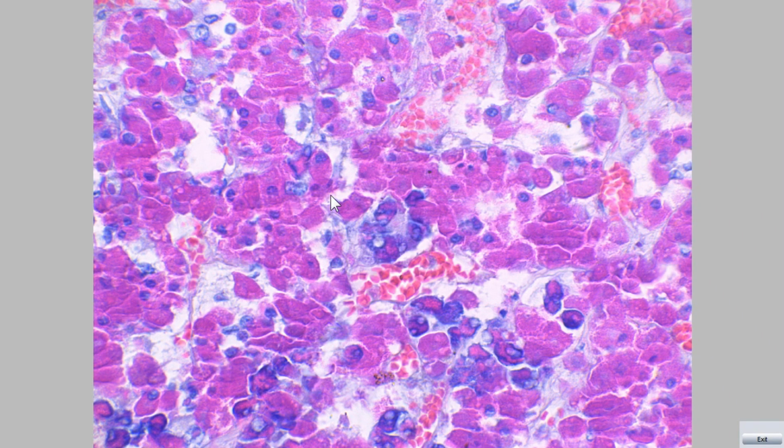Chromophils: at the tip of the pointer, we can see the acidophil, and this is basophil. Acidophils stain red, while basophils stain purple or blue.